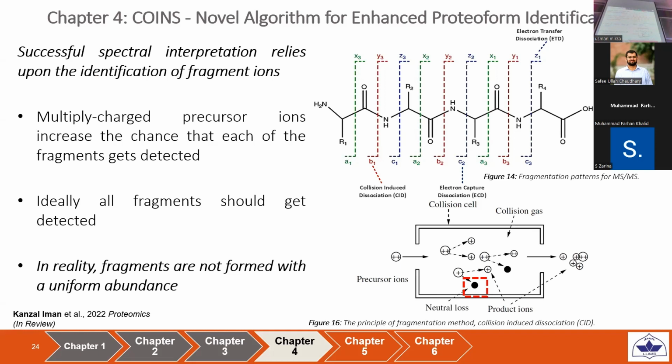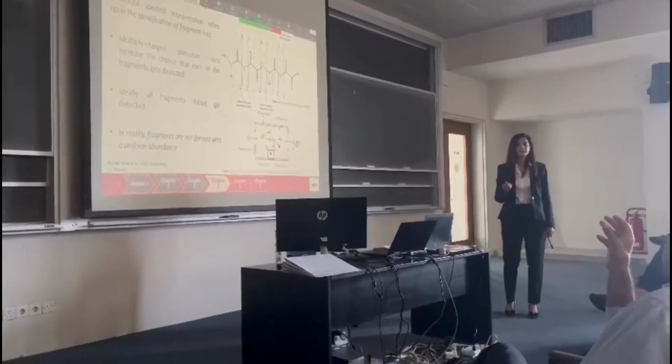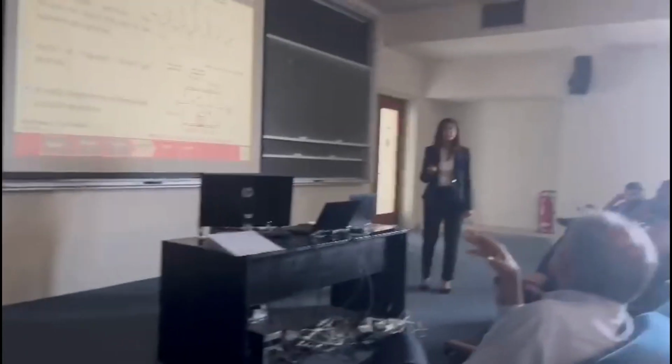But in the case of bottom-up proteomics, we have specified residues at which the proteolytic digestion takes place. So every time we'll have certain types of peptides. But for fragments, we can have random fragmentation events, as a result of which we can have different types of fragment ions.